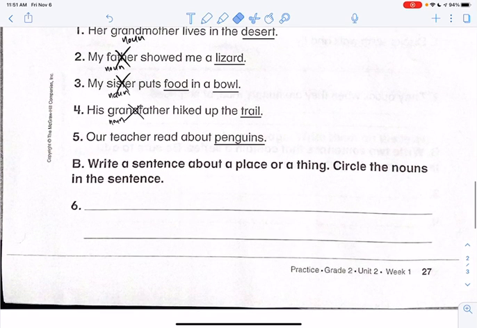All right. The next thing you're going to do for homework is a guided writing with me. I'm going to write a sentence. You're going to write the sentence into your notebooks. Okay? This goes in your notebook. So I'm going to write a sentence about a place or thing and circle the nouns in the sentence.